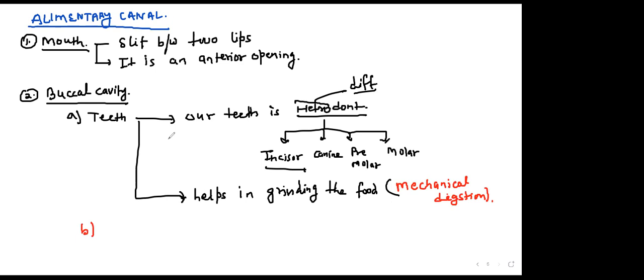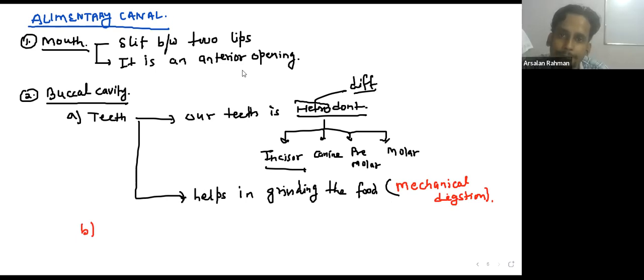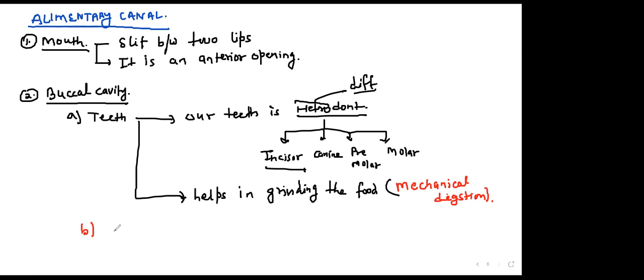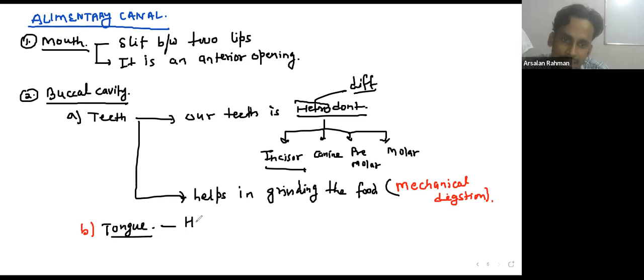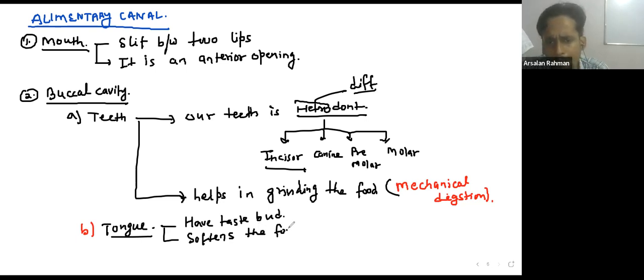Tongue. What is the function of tongue? It softens the food and mixes it with saliva. Very good. It also has taste buds. You can write it, it's not related to digestion, but it's a function of the tongue. Softens the food and mixes the food thoroughly with saliva. This is the main function.